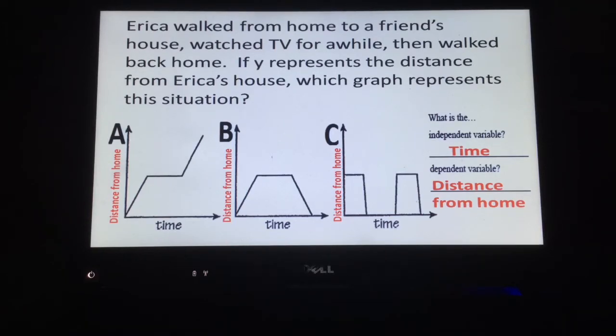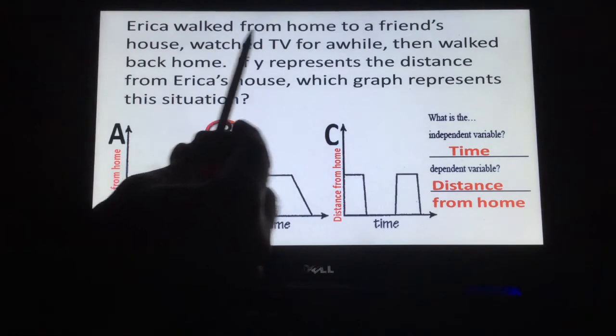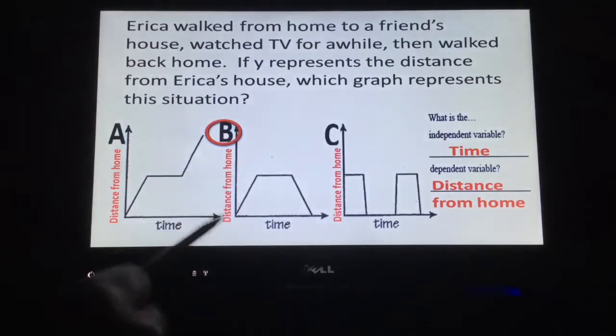All right, so now the one that actually works is B. Okay, now let's take a look at Y. Now it starts out saying that she walks away from home. She will go into her friend's house.